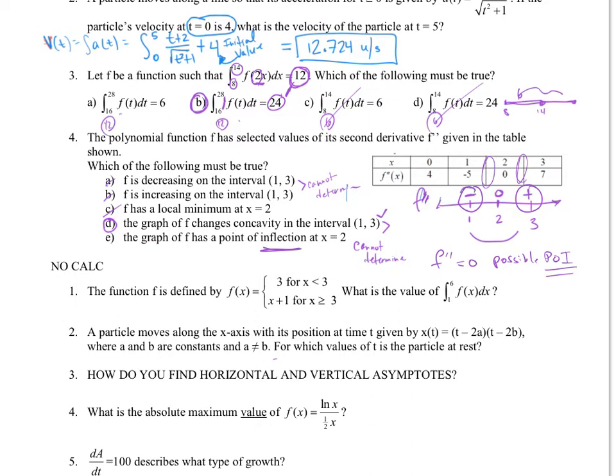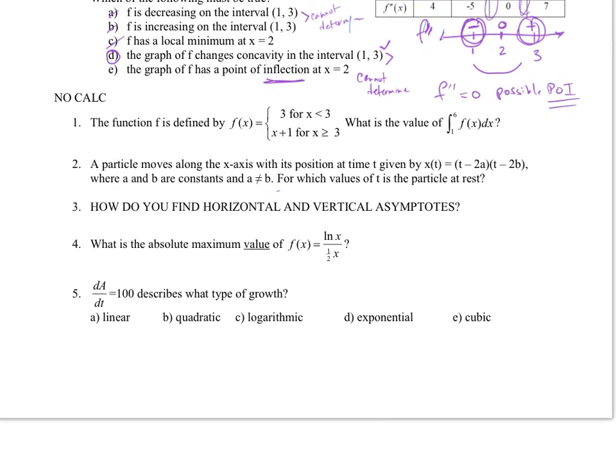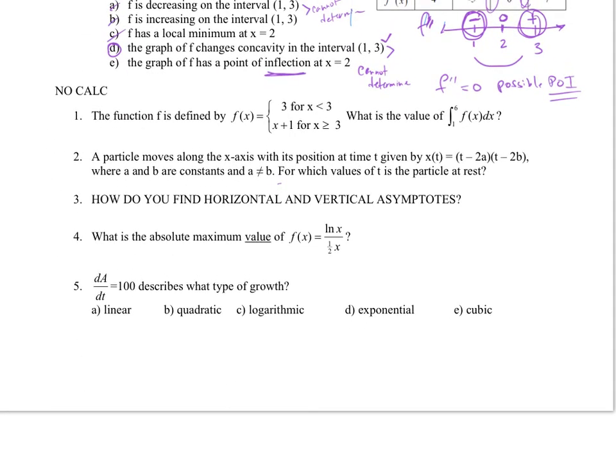But I do know that somewhere between 1 and 3, on this, because I've got the negative value there and the positive value there, that I do have a change in concavity. Okay, taking a look at the second portion here, and this is a no-calc part, so let's take a look at what we have.